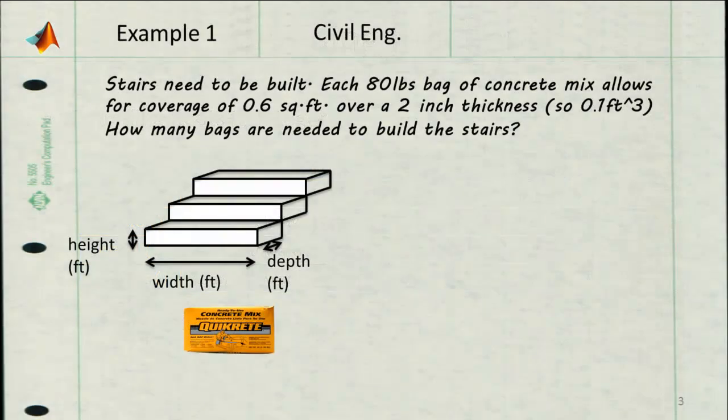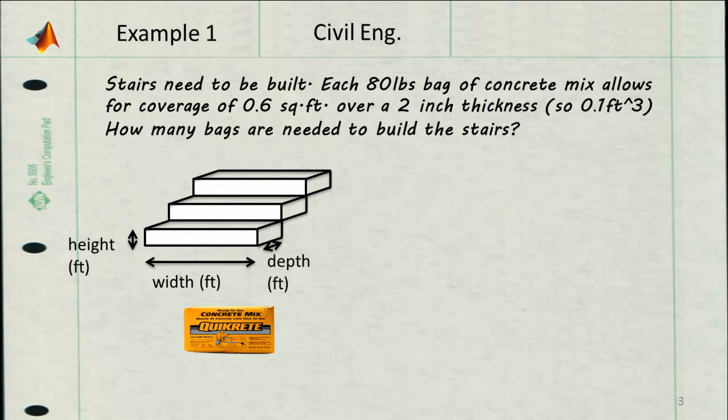So let's see this tutorial through a lot of examples. Imagine you have to build stairs, and you have to determine how many bags of concrete mix you have to buy. If you go to the store, you're not going to be able to buy a decimal amount. But mathematically, chances are you'll end up with decimals, so rounding is a necessity.